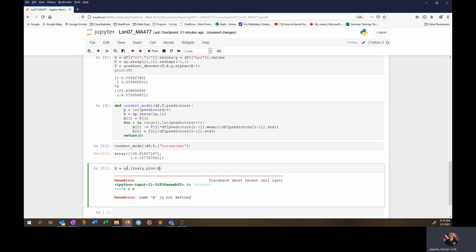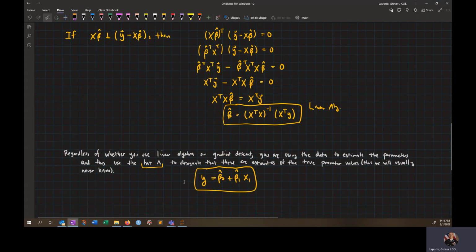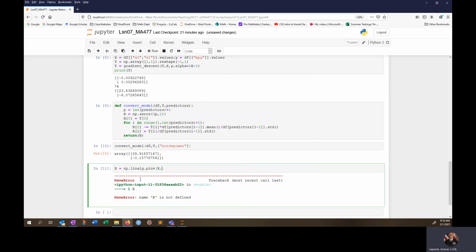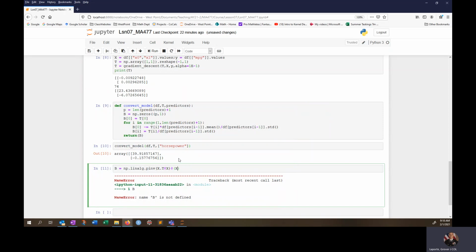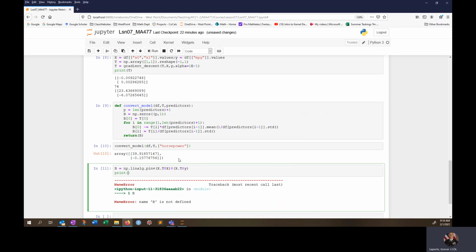And so X, let me make sure I get this right. So it's X transpose X. So X dot transpose, and remember matrix multiplication is that sign. So that's the inverse, and then matrix multiply, and then let me go back. X transpose Y. So X dot, do that hopefully, and then we'll print B.